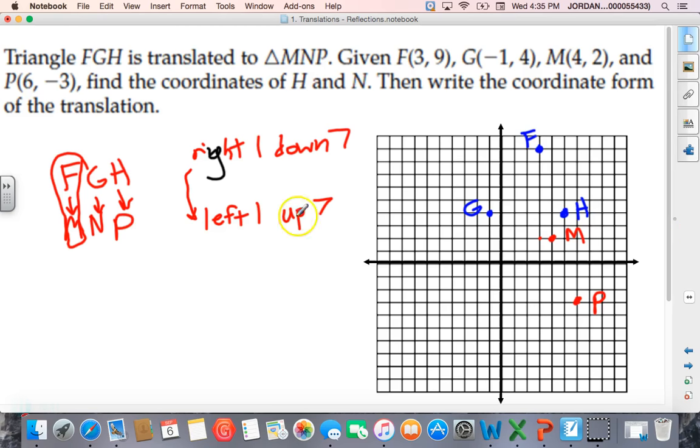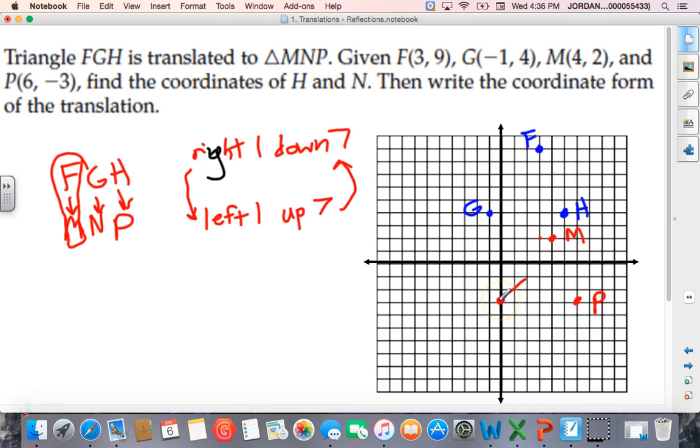And then in order to create the point N, we have to start at G, and we're going to do this. We're going to go right 1 and down 7 to go from this to that. We use this to go from here to there, and this one to go from here to that. So we're going to start at G and go right 1 and down 1, 2, 3, 4, 5, 6, 7.